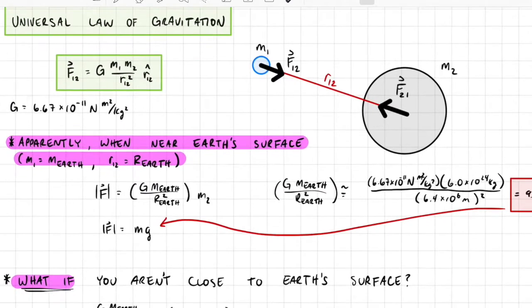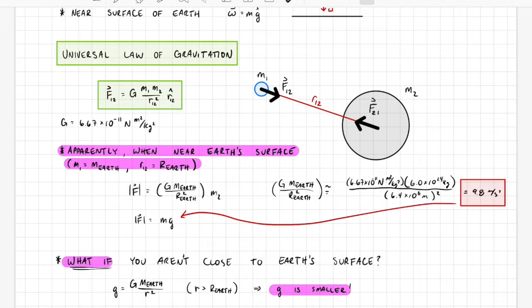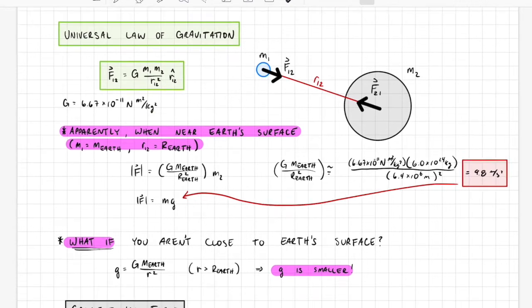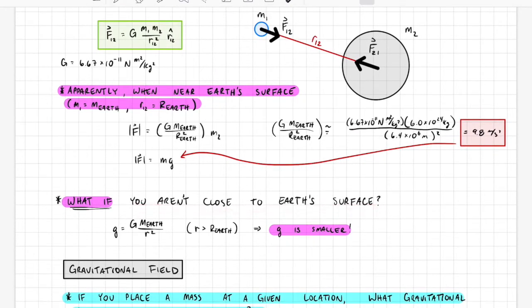Now, this is also why if you were on a different planet or different object, like the moon, little g works out to be smaller on the moon, because the mass is different and the radius of the moon is different. And when you plug in those values, you end up getting about 1/6 of the acceleration due to gravity near the surface of the Earth. So another question you can ask is, rather than being near the surface of the Earth, where the force is just going to be m times little g, 9.8 meters per second squared, what happens if you aren't close to the surface of the Earth?